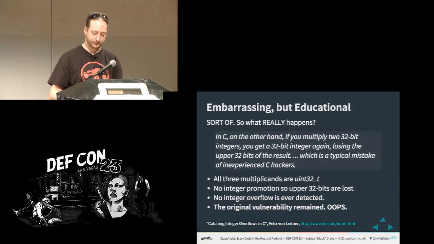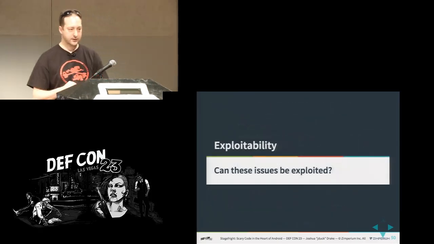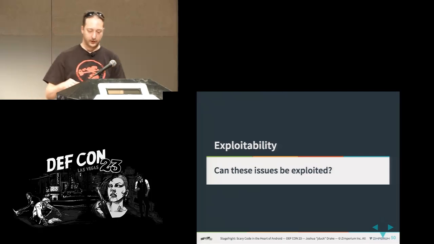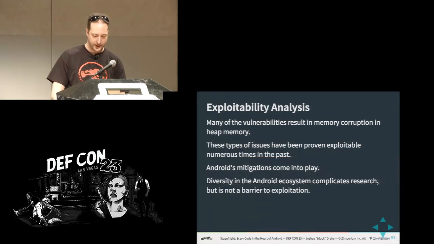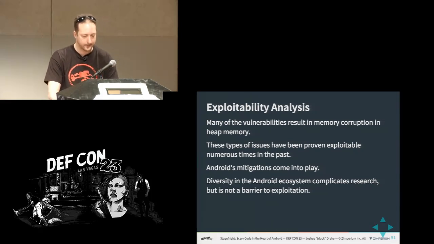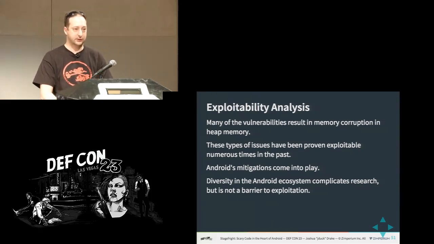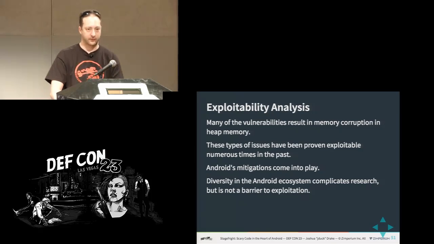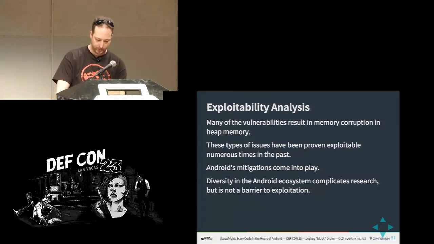So let's talk about exploitability, and I'm totally going to run out of time, but let's just go faster. Many of these vulns result in memory corruption in heap memory. These have been proven exploitable lots and lots of times, especially in C++ code, given that they often have virtual function pointer tables and other strange things going on in heap memory.